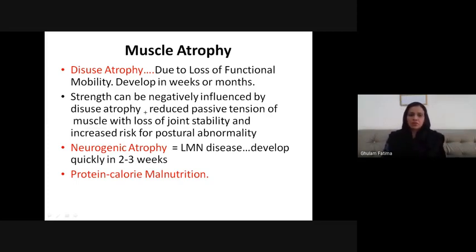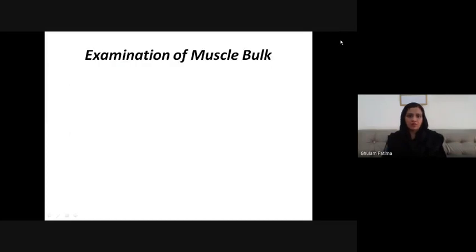The next type is protein calorie malnutrition. As you all know, if you are malnourished, then the muscles don't have the energy, the nutrients, or the basic protein structures to maintain their bulk. That's why it leads to atrophy. A good example, as you all know, is the Ethiopian nation. You see on a daily basis on TV that they are very lean and they almost have no muscle mass on their body. That is another type of muscle atrophy.